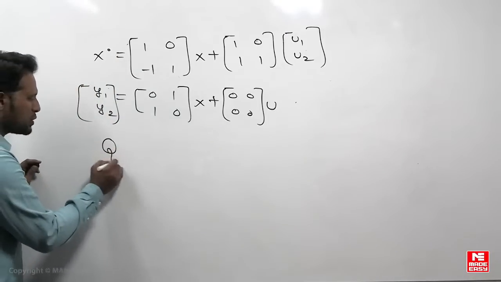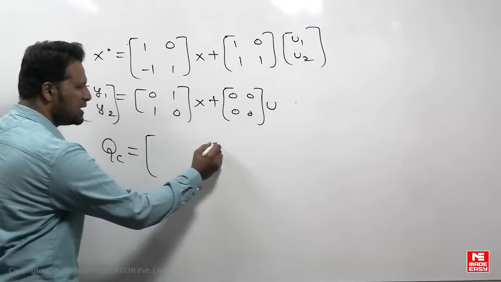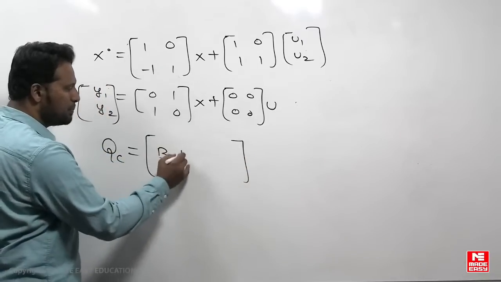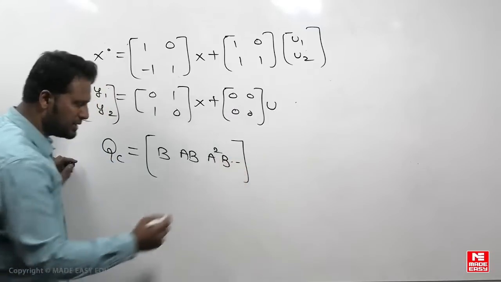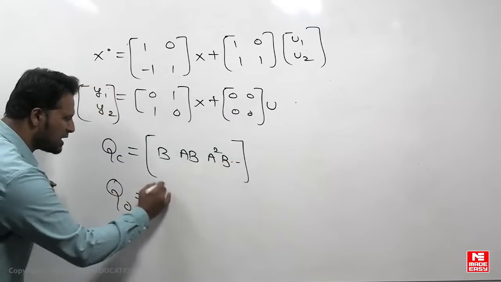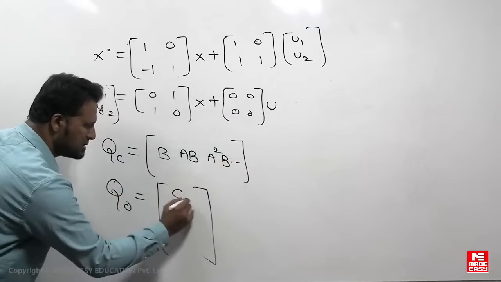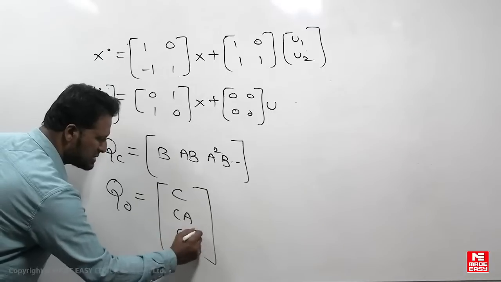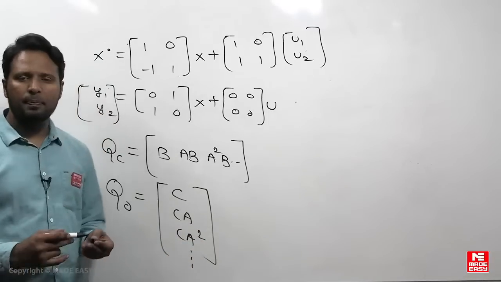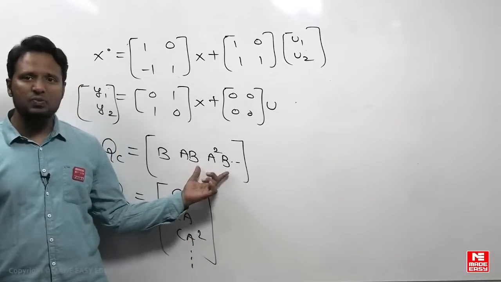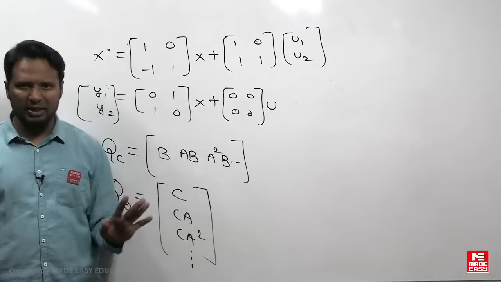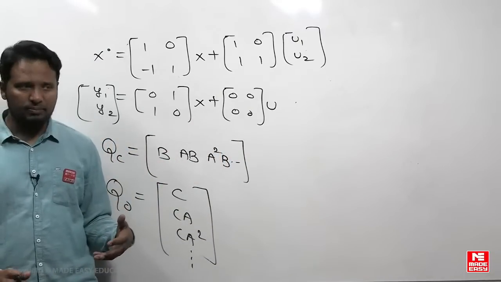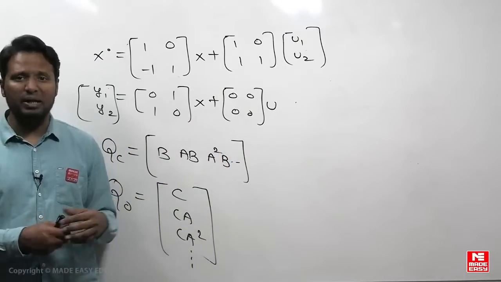What is the controllability test? Kalman's test, QC: we take B, AB, A squared B, etc. What is it for observability, Kalman's test? C, CA, CA squared, these we take. And we check the determinant of each, then we finish the question. We know how to do that. What I am trying to add is something different here.